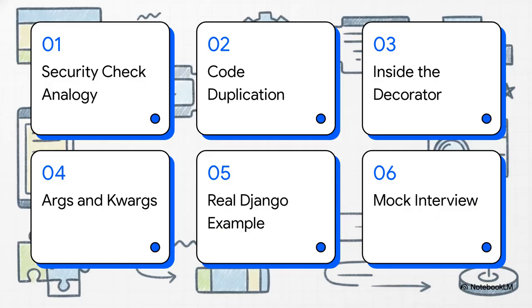So here's our interview prep roadmap. 1. The security check analogy. 2. Solving code duplication. 3. Inside the Python decorator. 4. Mastering args and kwargs. 5. A real Django production example. And finally, 6. Acing the mock interview. Let's get into it. Section 1.